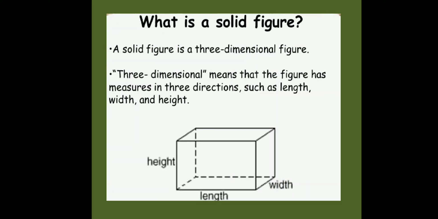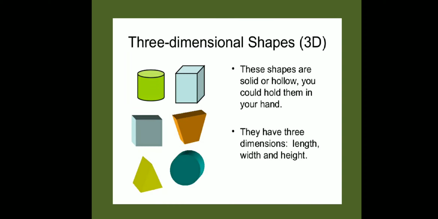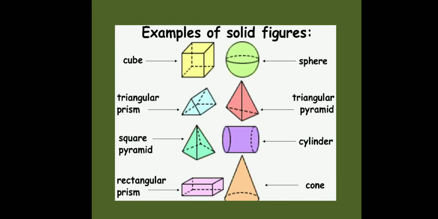What are solid shapes? A solid shape has three dimensions, that means length, breadth and height, or we can say length, width and height. 3D shapes we can hold in our hands. It is hollow or a solid. Examples of solid shapes are as follows, which we are going to learn in this chapter. Let us start.